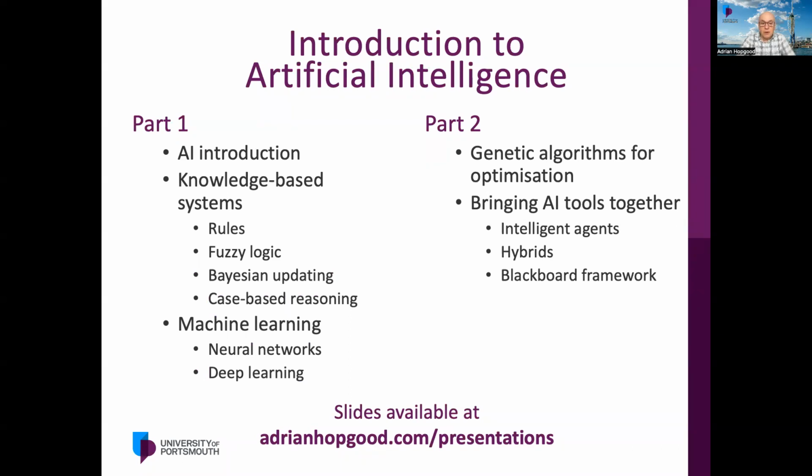In part two, I will introduce genetic algorithms, an important technique for optimization and finding the best combination of parameters for a wide range of problems. And then I'll move on to building practical AI systems by using the range of tools available in the AI toolbox.